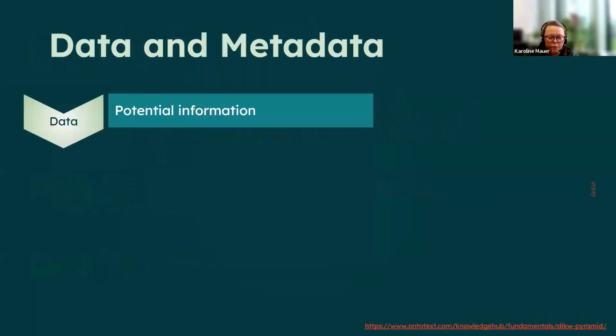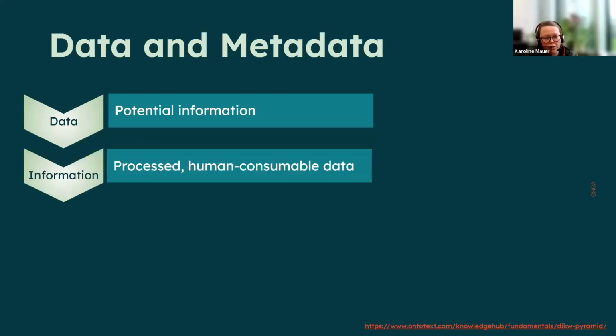Before we talk about metadata, we first have to talk about data. Data in itself is just potential information. It's raw, it's unprocessed, and it can be just a sequence of characters. But since you don't really know what you're looking at, you first have to add context to it in order to understand it. Once you add context to data, it becomes information. It's now processed, human consumable data. Information can be analyzed and visualized, and it can also be measured, so you can use it to answer the first questions you might have.